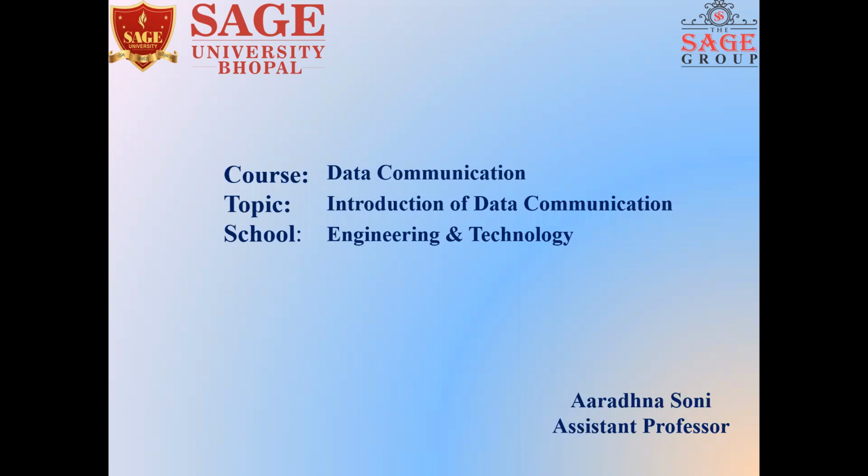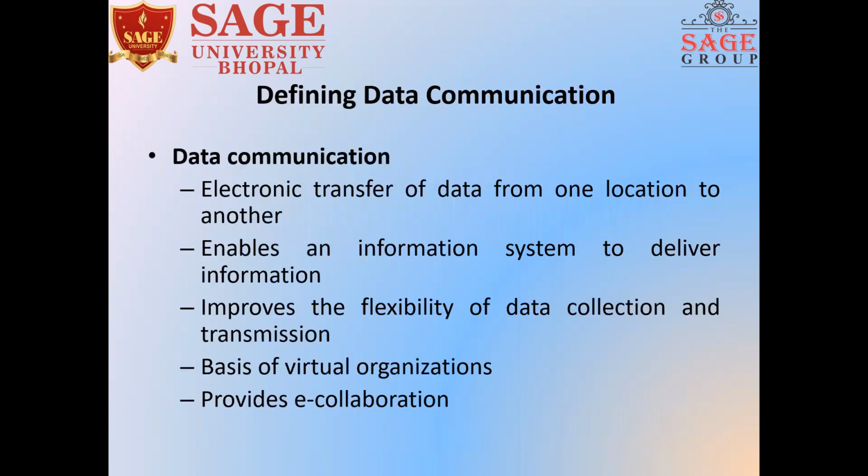Today, I will start the introduction of data communication. So let's start. Firstly, we need to know how data is communicated. The point of data communication is how data moves from one location to another. Data communication is the electronic transfer of data from one location to another. It enables an information system to deliver information, improves the flexibility of data collection and transmission, forms the basis of virtual organization, and provides e-collaboration.